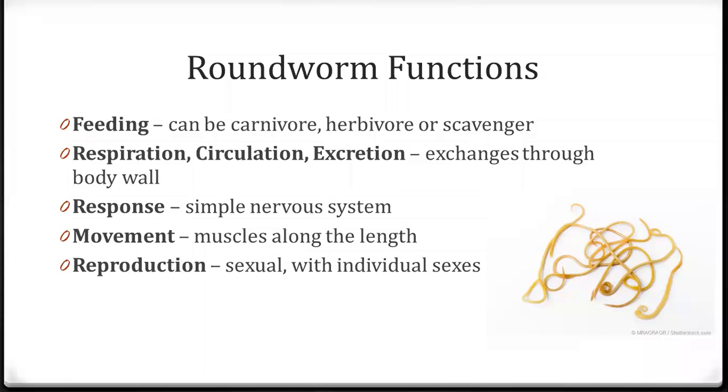Roundworm functions. In terms of feeding, they can be carnivores, herbivores, or scavengers. Respiration, circulation, excretion, you have exchanges through the body wall. Response, there is a simple nervous system. Movement, you have muscles along the length of the body. And then reproduction is sexual, and they have individual sexes.